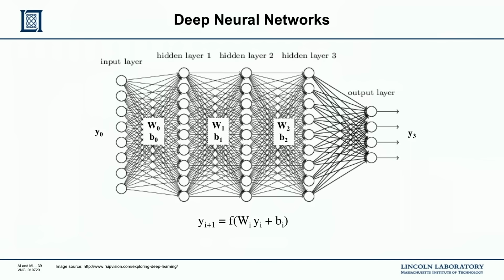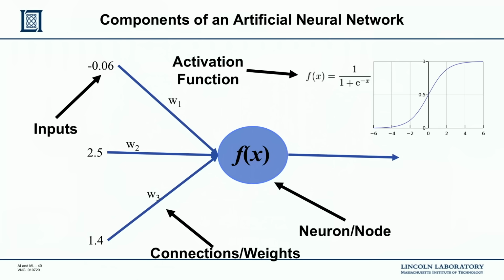If we zoom into one of these pieces, it's actually pretty straightforward what's going on. You have your inputs that are coming from the previous layer. So this could be your y sub i. Here are the different weights, W1, W2, W3. These are the connections or the weights going into a neuron or a node. And you're performing some function on these inputs. That function is referred to as an activation function.